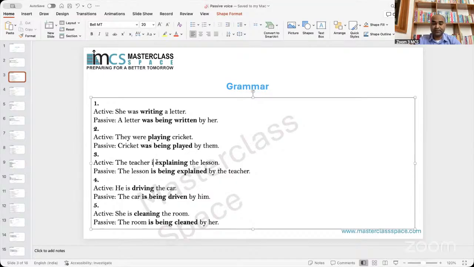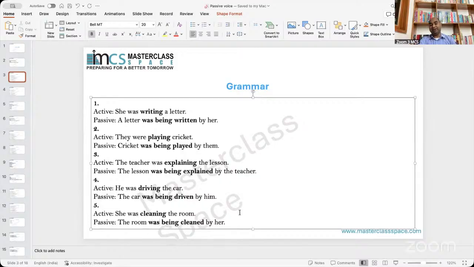If it is the teacher was explaining the lesson, then what will it be? The lesson was being explained by the teacher. He is driving the car. Then it will be he was driving the car. Passive voice will be the car was being driven by him. If it is she was cleaning the room, then it will be the room was being cleaned by her. All right. So this is called passive form.